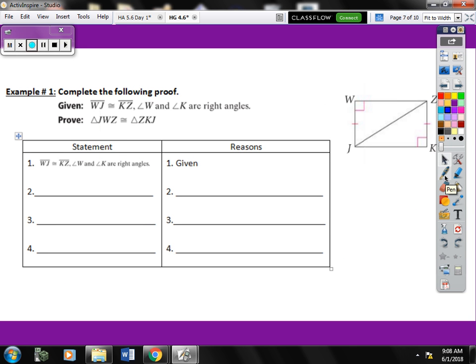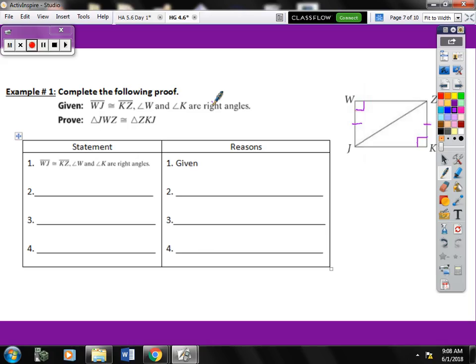So, proof number 1. Already marked for us is the given. Segment WJ is congruent to ZK. And then it also says angle W and angle K are right angles. Notice they didn't give us perpendicular, where we'd have to state that they're right angles. They're actually giving us that they are right angles.